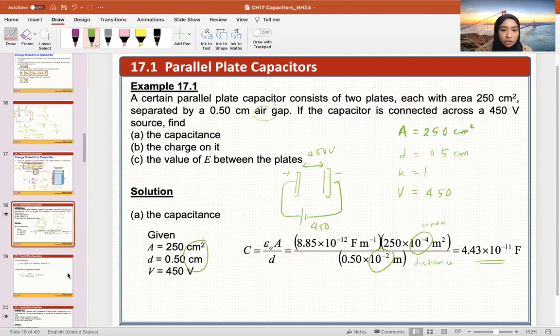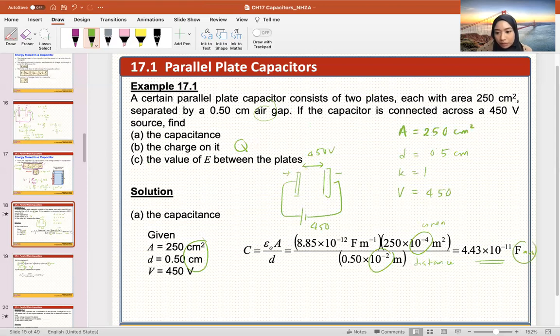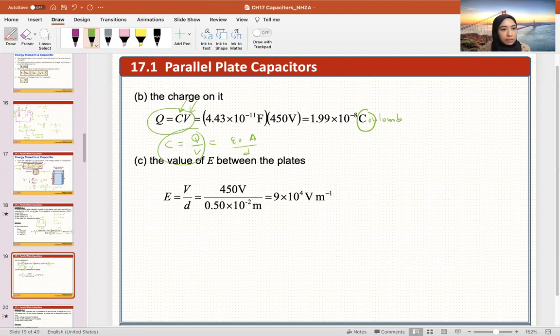The next question is the charge on it. So it's asking what is Q. Okay, so let's see how to do that one. Q equals CV. How did we get this equation? It's C equals Q over V. I already solved for epsilon naught A over D, which means that I got the value for C. And C is equal to Q over V. If I want to find out the charge, and I know the voltage, I can just rearrange this equation to become Q equals CV. So I know what C is, we found it earlier. I know what V is, which is the voltage of the battery, 450. So just multiply that, and the unit is in coulomb. Coulomb, not capacitance. This is coulomb, this is charge. Earlier, it was farad. So it's easy, right? Just manipulating the equation.